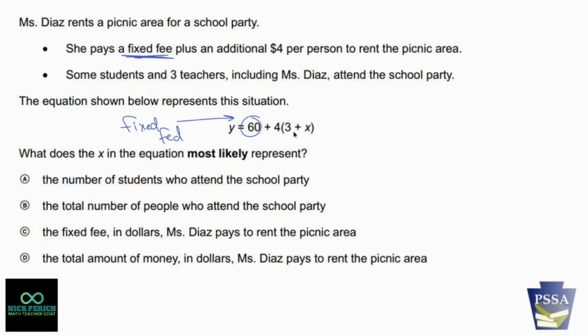Now, 4 times (3 plus x), in parentheses, that 3 represents the 3 teachers plus x students. We don't know how many students are there. So the $4 is $4 per person. The 3 is the teachers that show up. And the x is the number of students. And since it's a variable, that means we don't know how many students are showing up.